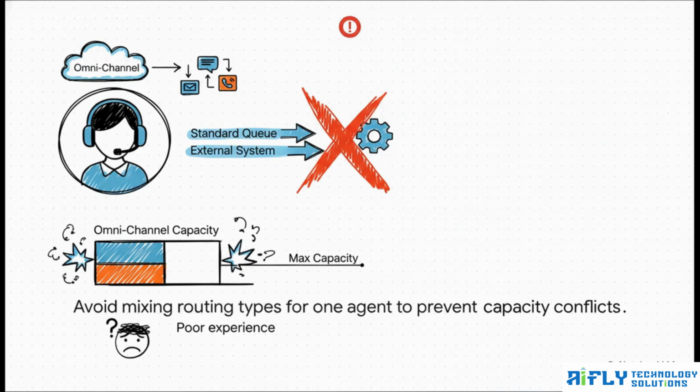Okay, listen up, because this is probably the single most important rule of all. Do not mix your routing models for the same agent. Don't have them getting work from a standard Omni queue and your external system. Why? Because the two systems have no idea what the other one is doing when it comes to capacity, and you'll just overload and burn out your agent. Keep it clean. One agent, one routing model. Period.